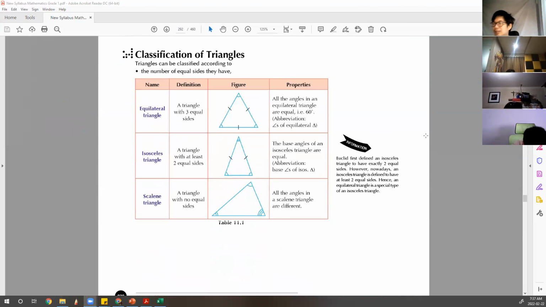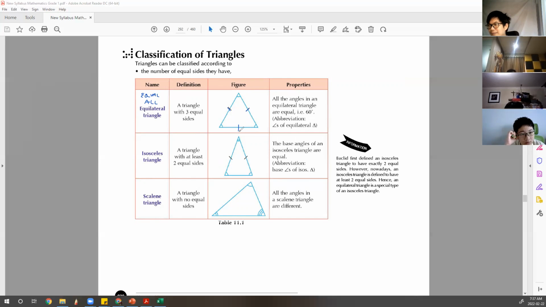Next, classification of triangles based on their sides. Based on the sides, or these lines, there are three kinds of triangles. First, all sides are equal. When all sides are equal, it is called equilateral. I have a simple way to memorize it: equal all. Equilateral, equal all. That's how I try to memorize this.